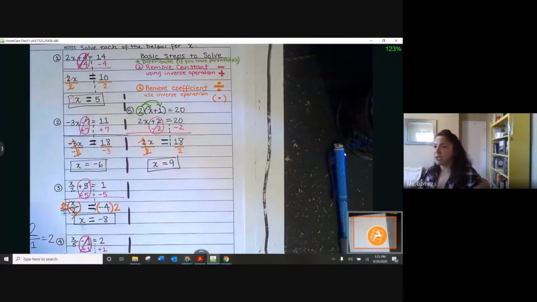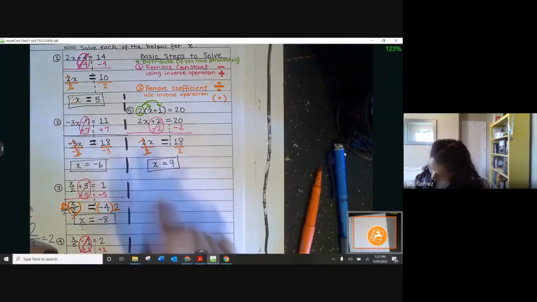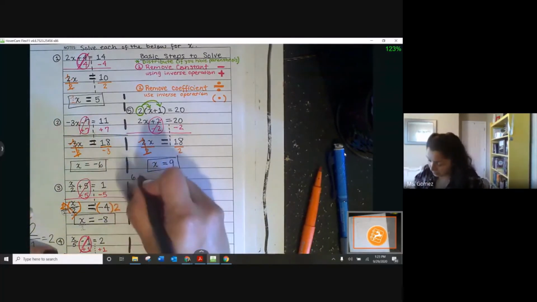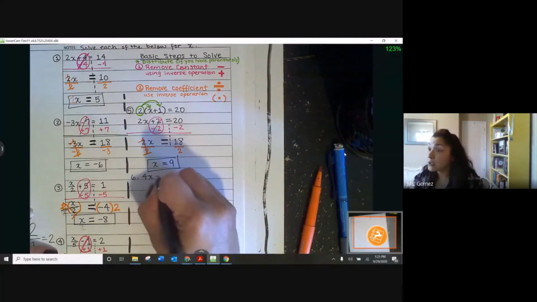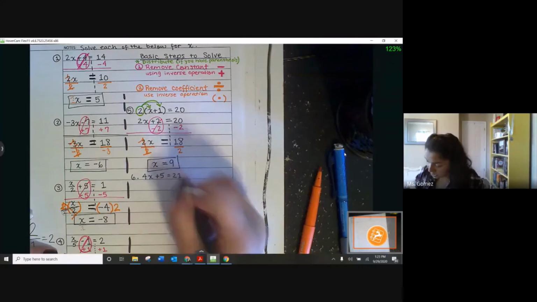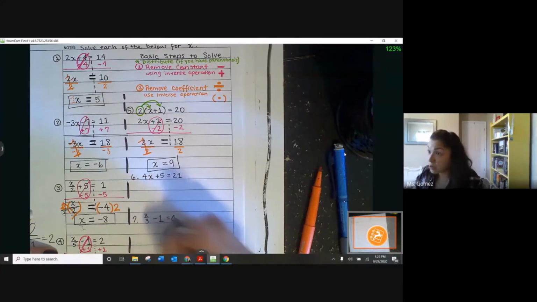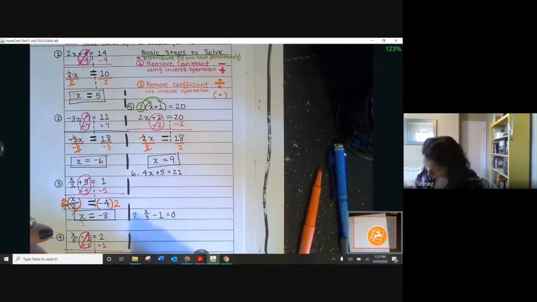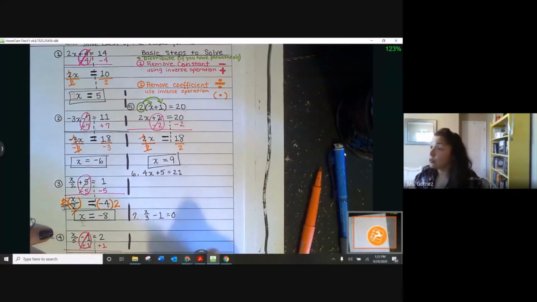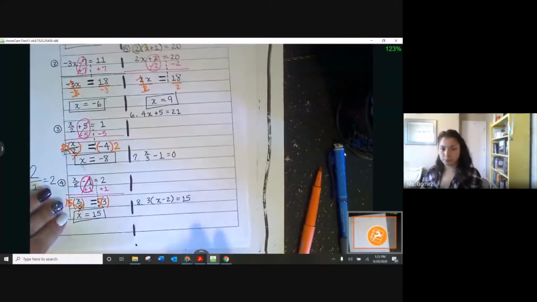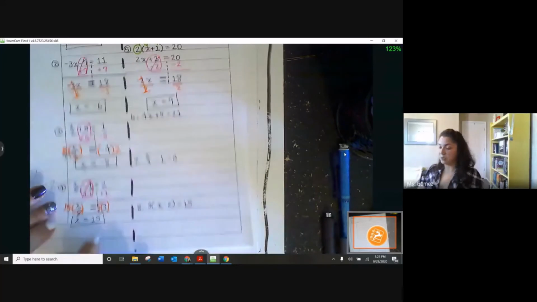Now, you guys have 3 examples to do on your own. Number 6 says 4x plus 5 equals 21. Number 7 is x over 3 minus 1 equals 0. And number 8 is 3 parentheses x minus 2 equals 15. These 3 are for you to do on your own because I only have enough time to maybe do one more problem with y'all. So flipping on over.